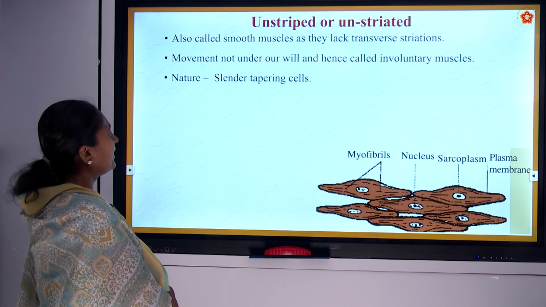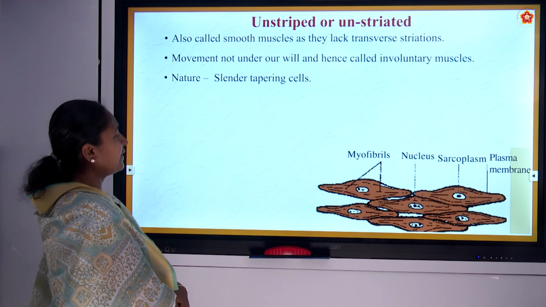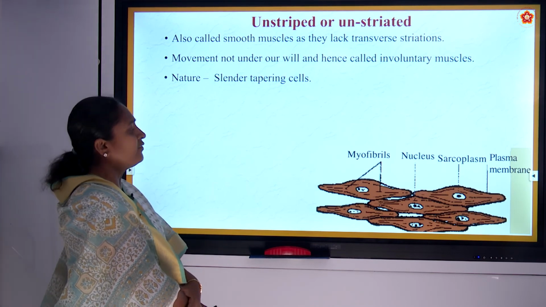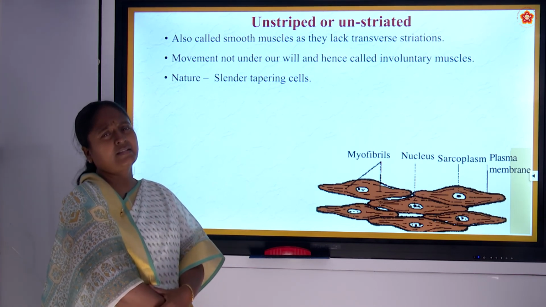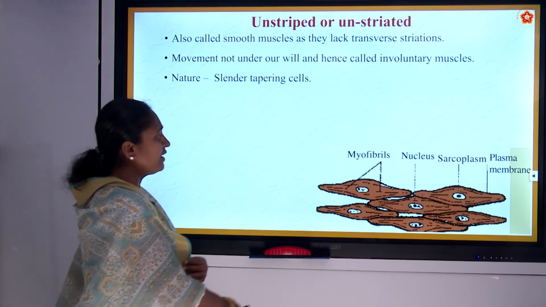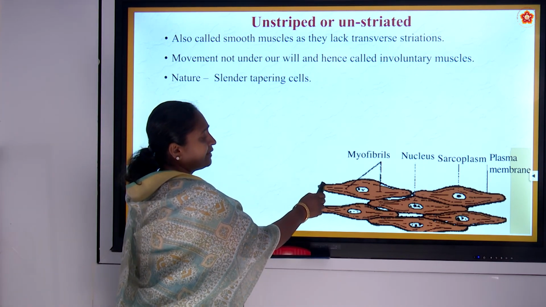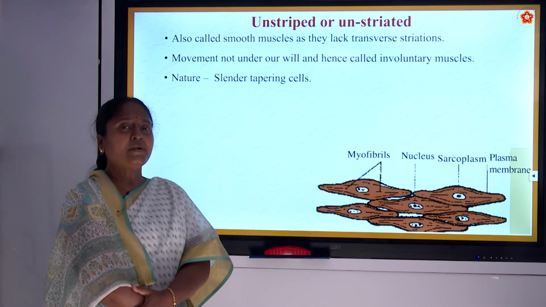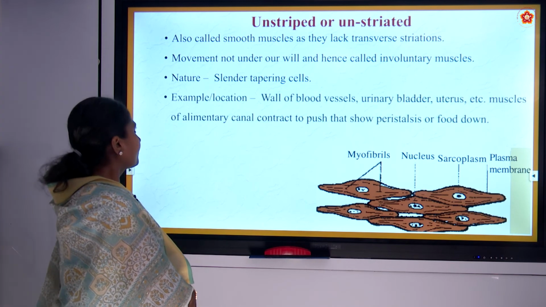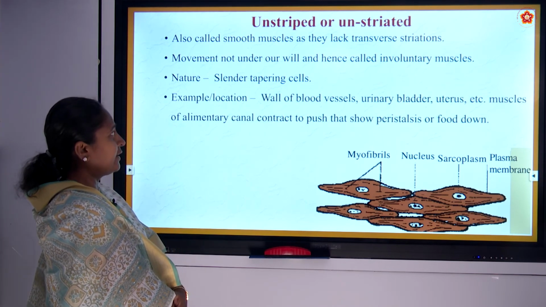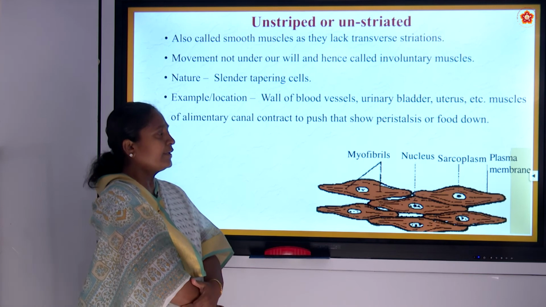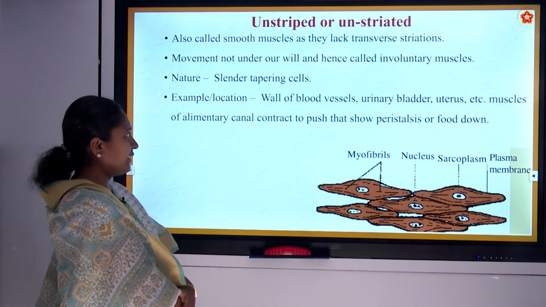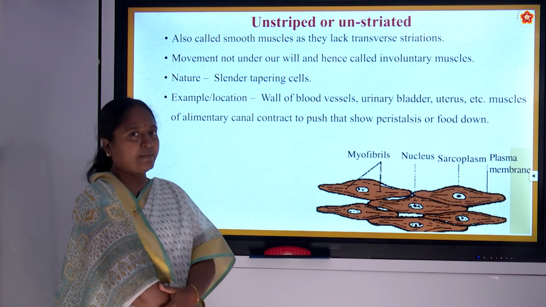They are very slender and tapered cells. Slender means very thin, and tapered means at the end it will be much smaller, thinner, right? Here itself you can see at the end it is a little smaller than the center part, right? So these are some of the tapered cells which are present. Examples of where it is located: it is present in the blood vessels, urinary bladder, uterus, and muscles of the alimentary canal. All those places we can see.